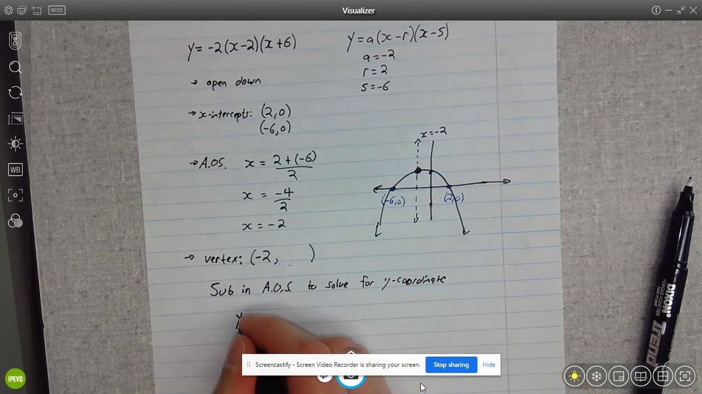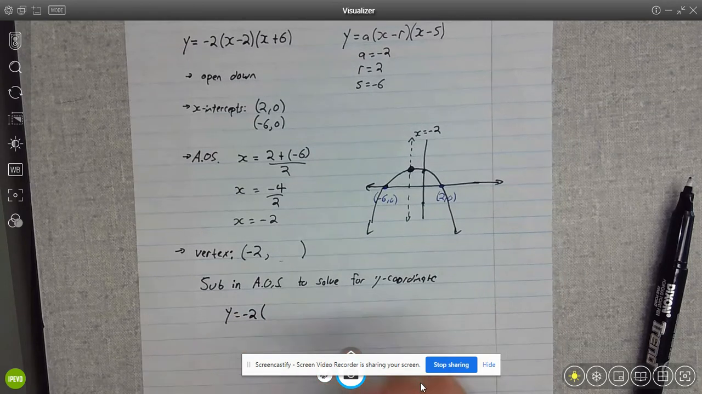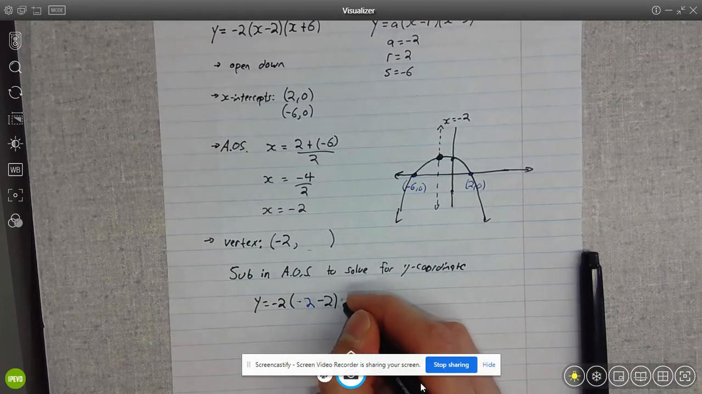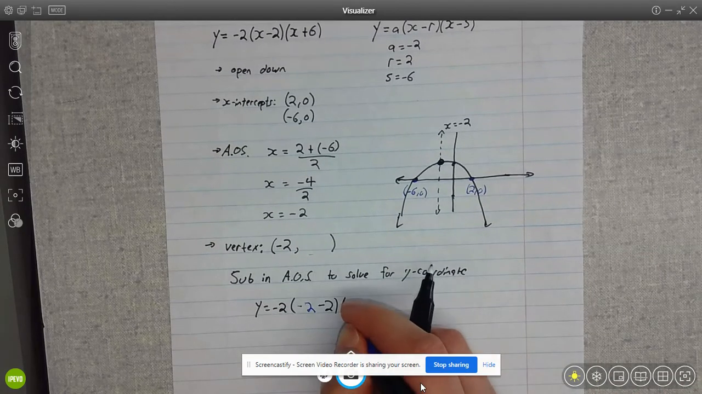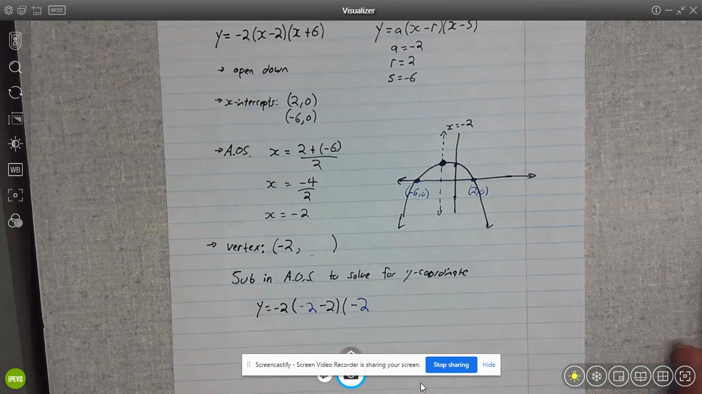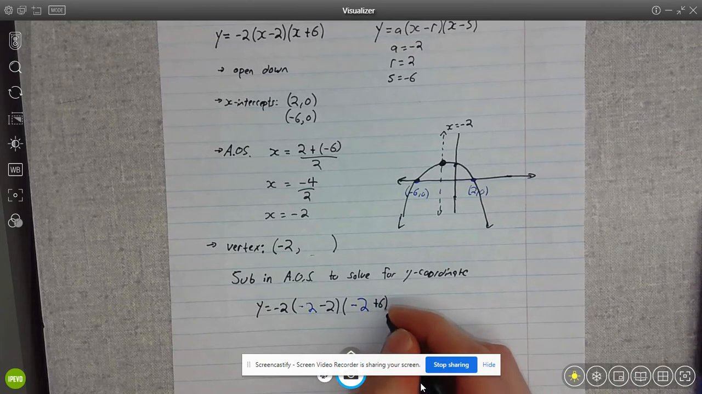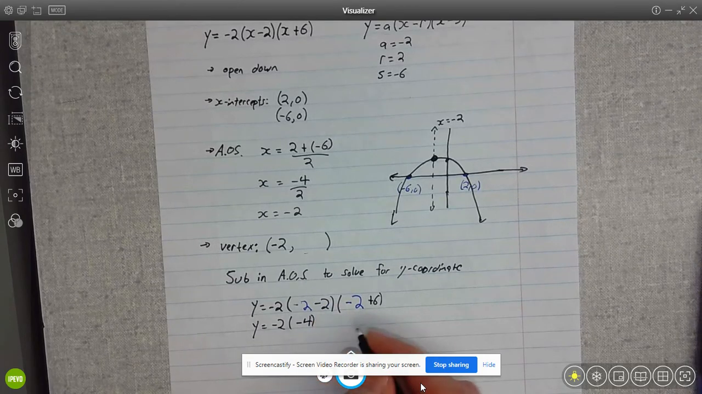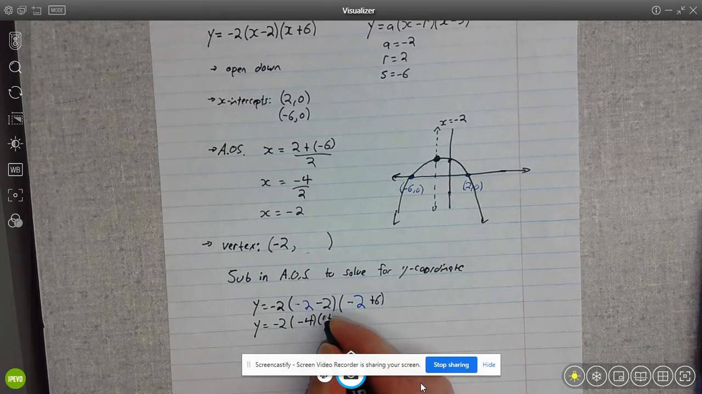So I'm going to rewrite my initial equation, but wherever I used to see x, I'm going to replace it with the x value at the vertex, which we know is -2. So I'll have -2 minus 2, and I'll have -2 plus 6. And now I can just evaluate, remembering to follow BEDMAS. So I'm going to do what's in the brackets first. -2 take away 2 is -4. -2 plus 6 is +4.